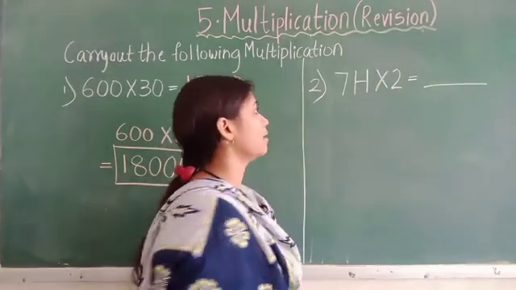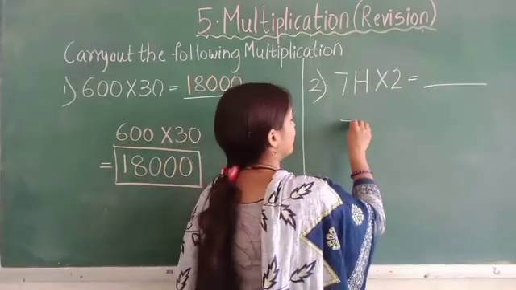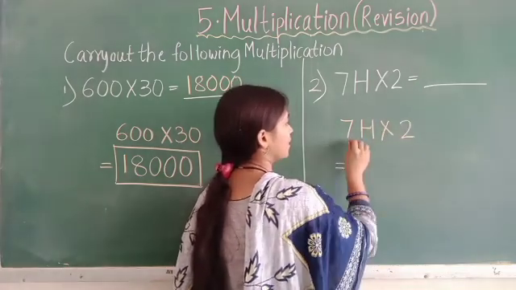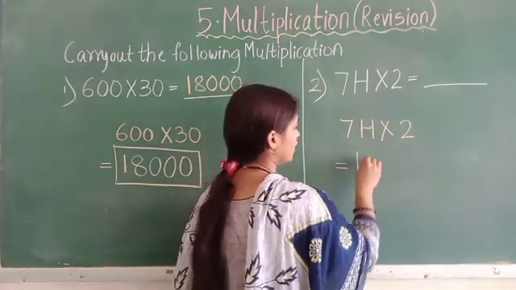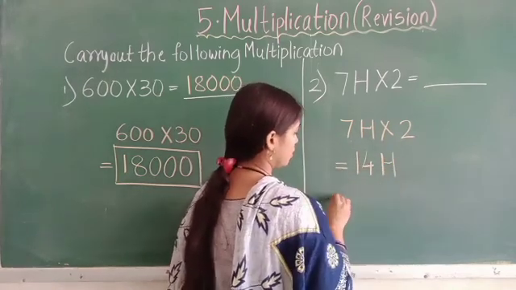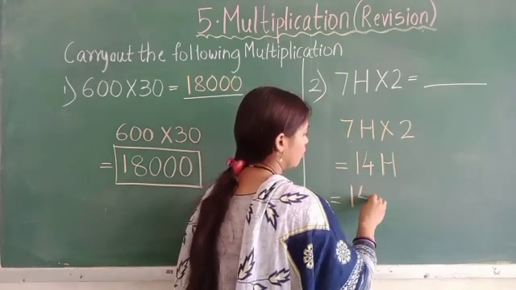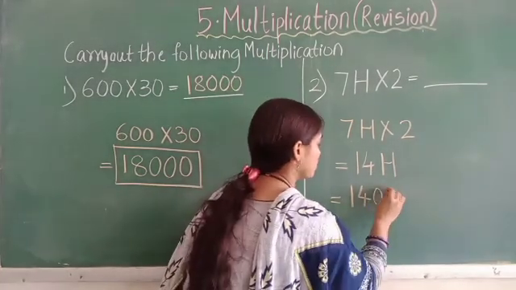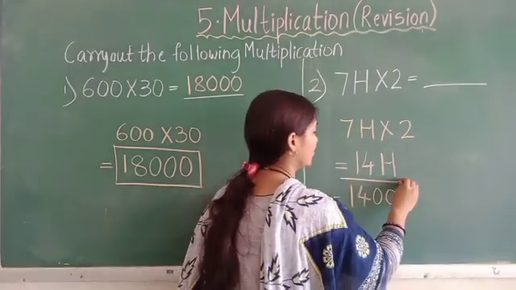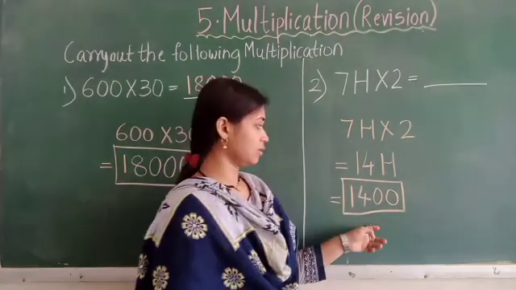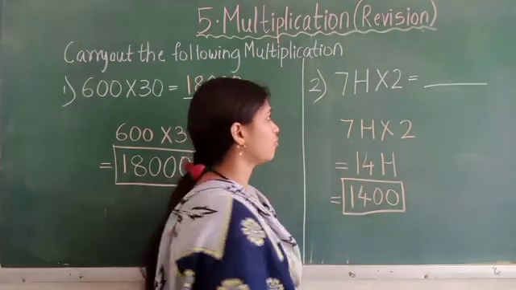7h multiplied by 2. 7h multiplied by 2 is how much? 7 2s is 14 and this h will come down here. How we will write? 14. How many zeros are there in 100? 2 zeros. So 2 zeros we will add after the product. So what is our answer here? 1400.